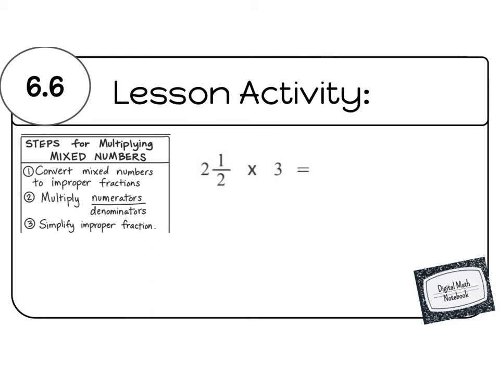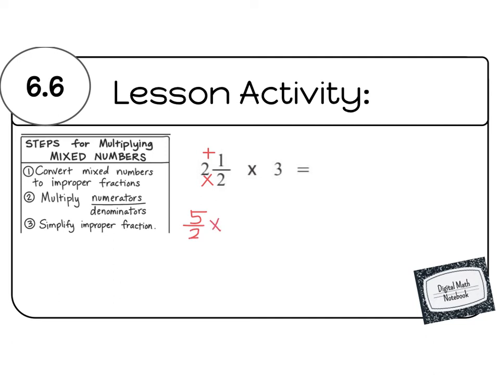All right, friends, time for our last problem in our lesson activity. Again, I have given you some templates to fill in your digital math notebook, so fill them in as we solve the problem together. Our first step is to change our mixed number into an improper fraction. So we multiply 2 times 2, multiply times the bottom. 2 times 2 is 4, and then we add the top. 4 plus 1 is 5. So our improper fraction would be 5/2.